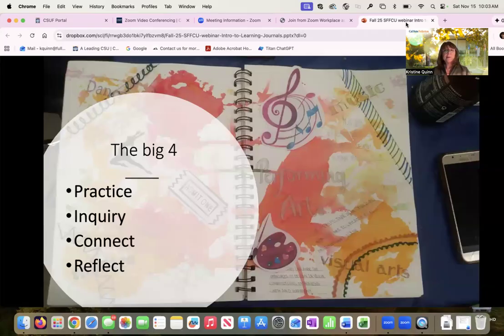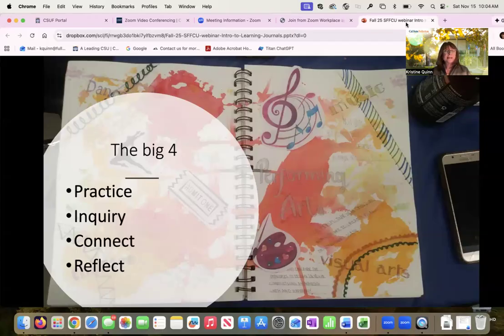So when we're talking about these ideas of learning journals, we're talking about four big ideas, four processes that students engage in while they are using the learning journals. The first is practice. When we are learning our creative processes and practicing our creative processes, we get better at them, just like reading, just like practicing any other skill, like soccer. Art is the same way. When we practice, we learn skills and we get better.